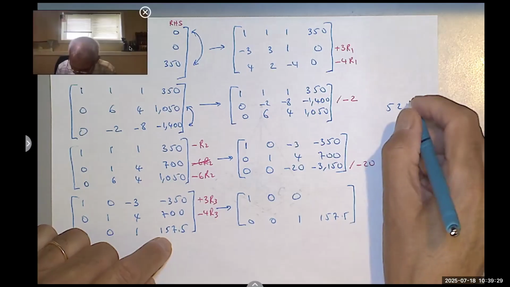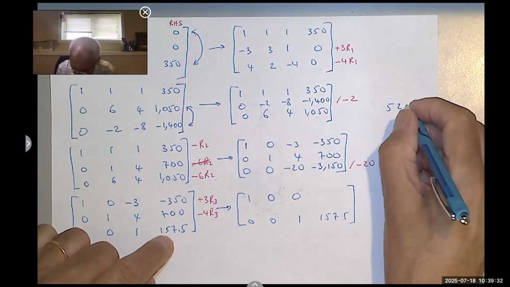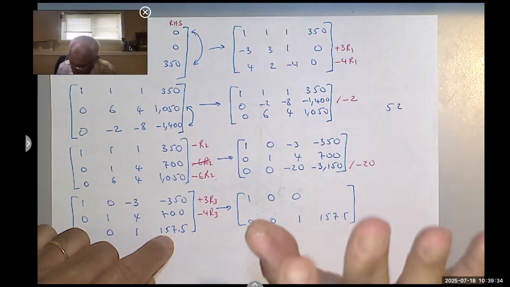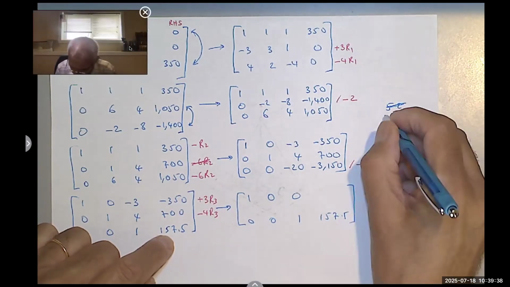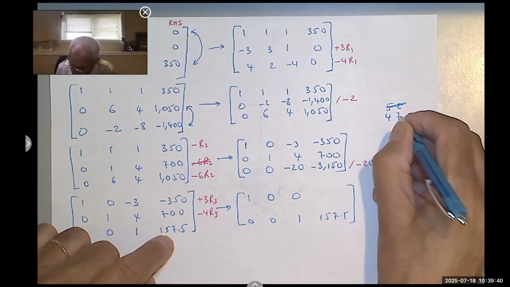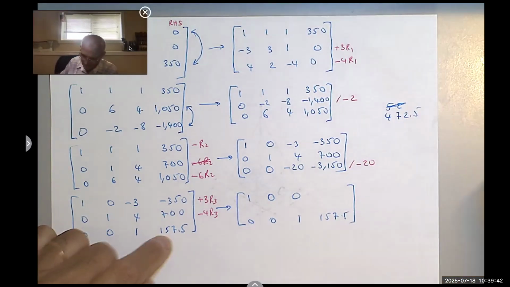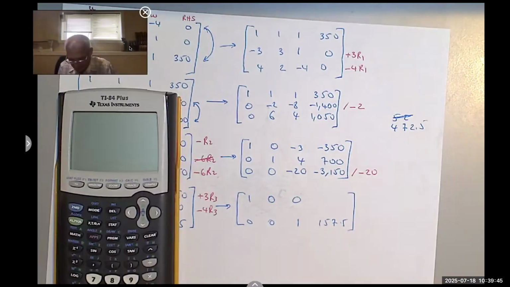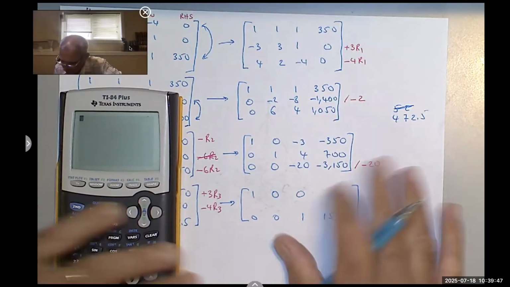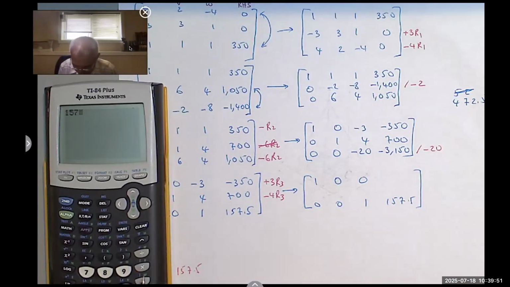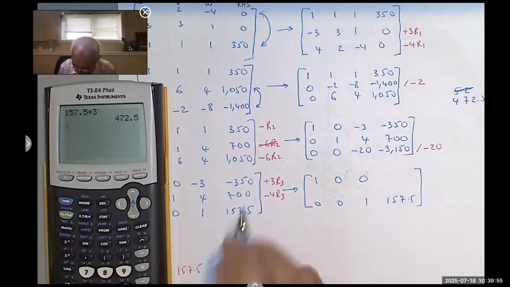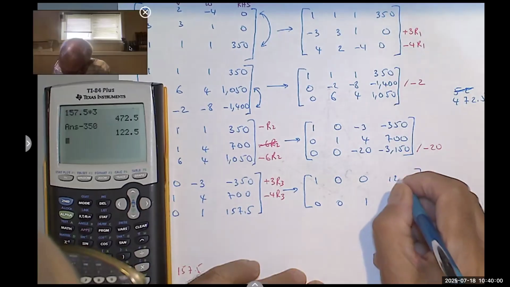522.5? Oh, I'm sorry, I multiplied by 3 only. 472.5. You can use the calculator, it's better. So let's say 157.5 times 3. Yeah, 472. And then you subtract 350. So you get 122.5.